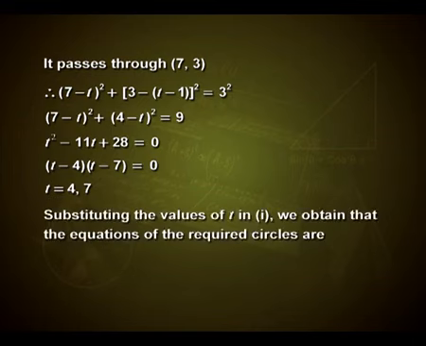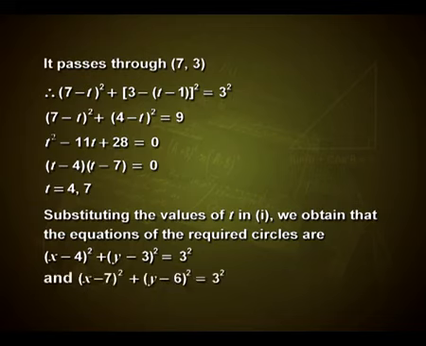Substituting the values of t in equation 1, we obtain that the equations of the required circles are (x - 4)² + (y - 3)² = 3² and (x - 7)² + (y - 6)² = 3².